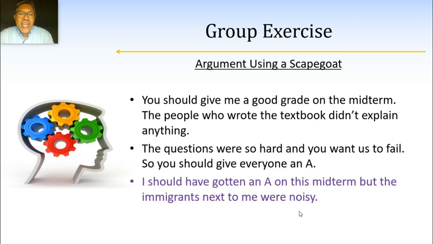I should have gotten an A on this midterm, but the immigrants next to me were noisy. This has a better shot, or it's much more in line with an argument using scapegoating, especially if you know that the teacher has an issue with immigrants, right? But it's obvious that the intent here is to use immigrants as a scapegoat. So this would be an example of an argument using a scapegoat. Okay, so this would work. Hopefully that makes some sense.